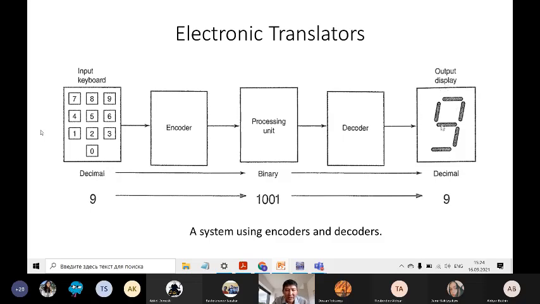For example, you have some output display. You press 9 and it encodes to an equivalent binary number. Then maybe it goes on to some processing. Then the decoder will show it on a screen or display in a form that we humans can understand. It's just a simple device that we will do in the lab with Multisim. For the encoder and decoder, we will use a definite integrated circuit.